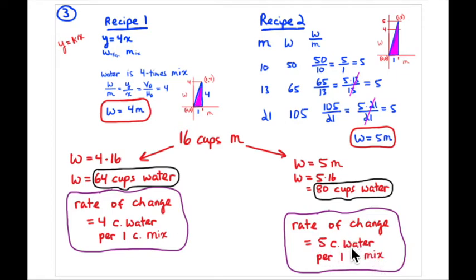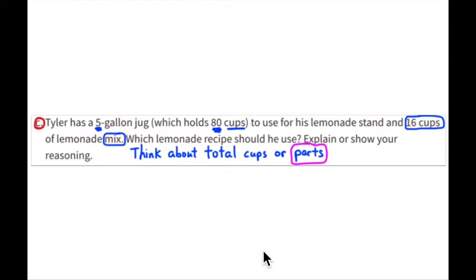This is 5 cups of water. This is 4 cups of water. So this is more concentrated. This is less concentrated. This is more lemony. This is less lemony.